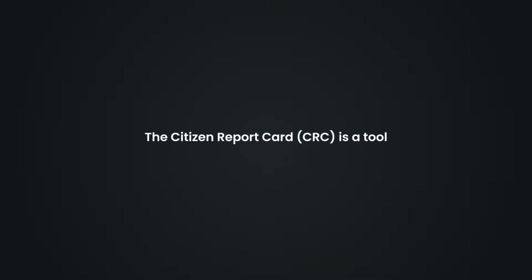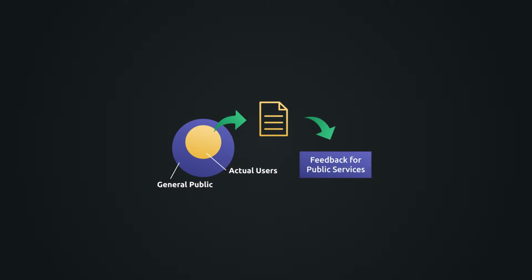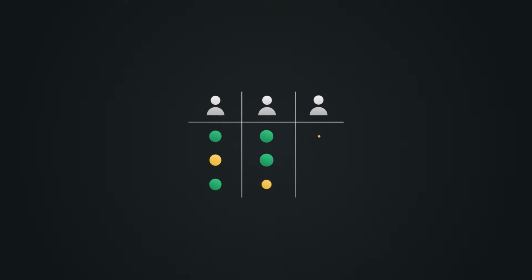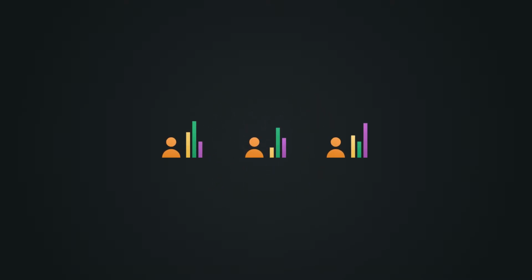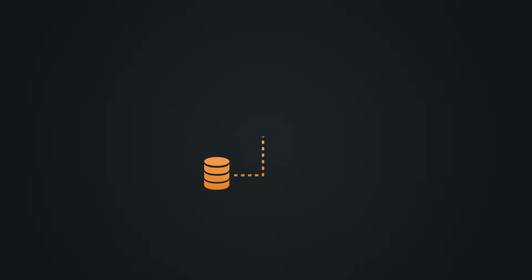The Citizen Report Card, CRC, is a tool to collect citizen feedback on public services from actual users of a service and not opinions from the general public. Assess the performance of individual service providers. Compare performance across service providers. Generate a database of feedback on services that is placed in the public domain.